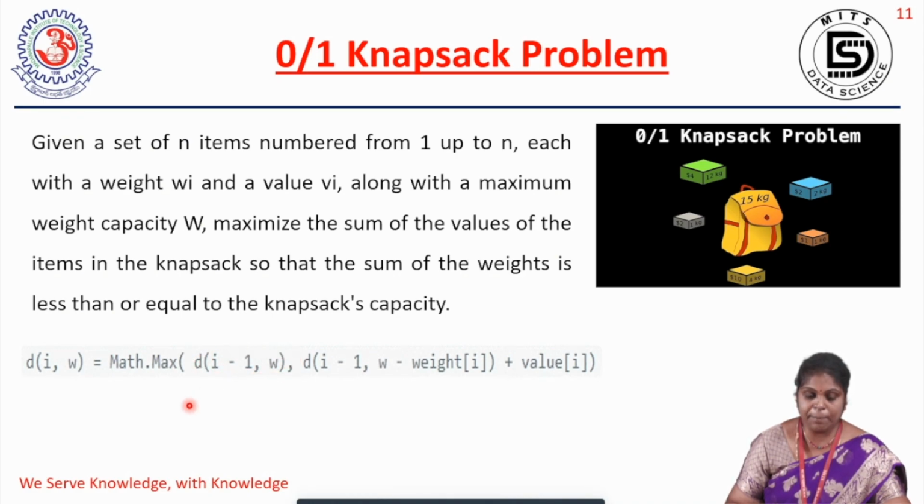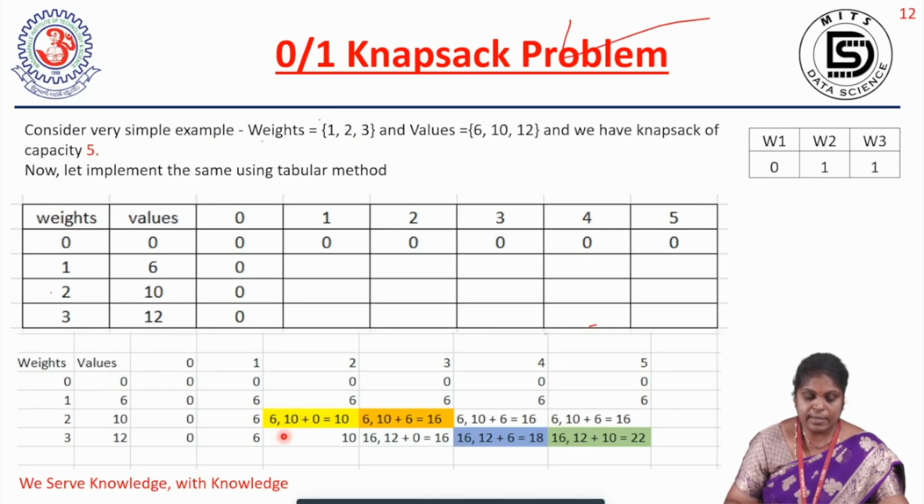If you take the pair 2 comma 2, here the first value is i and the second value is w. 2 comma 2 means the i value is 2 and the w value is also 2. So 2 comma minus 1 means i is 1 and w is 2. We need to refer to the 1 comma 2 entry. So in the second table, I am referring to the 1 comma 2 entry. The 1 comma 2 entry is 6.